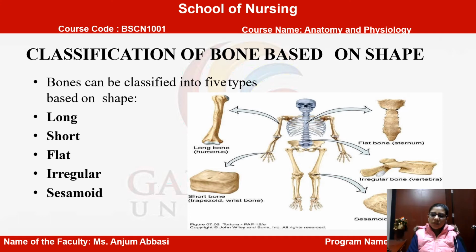Here you can see the sesamoid bone. This patella is a sesamoid bone. And if you come to the right of the hand, you will see the wrist bones, known as the carpals. One of them is the trapezoid. Only one type of wrist bone, the trapezoid, is a short bone, not all carpal bones.